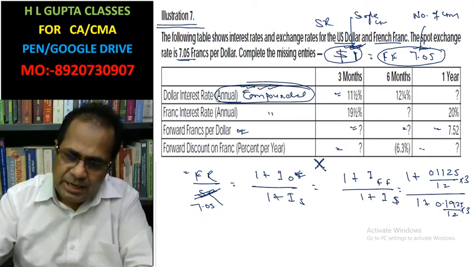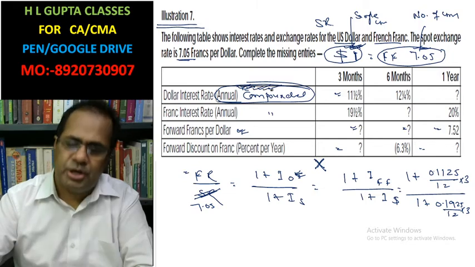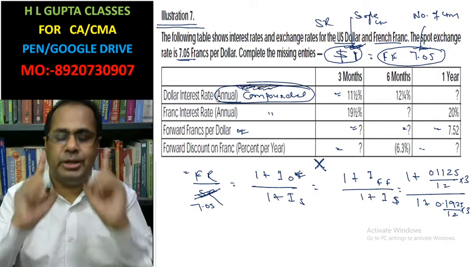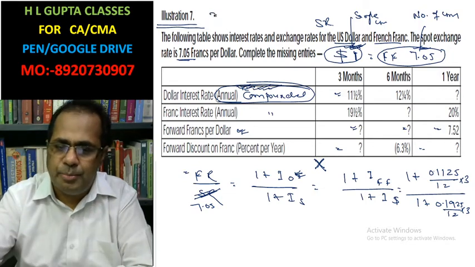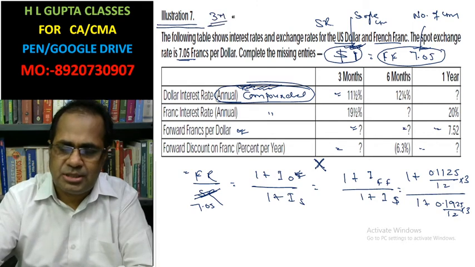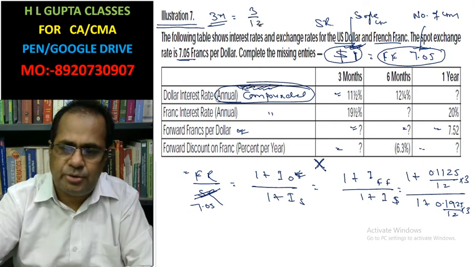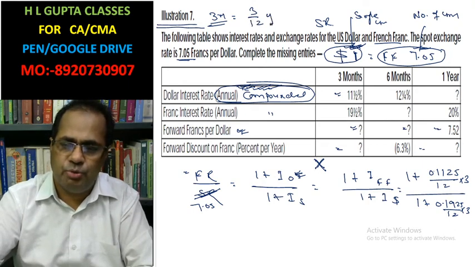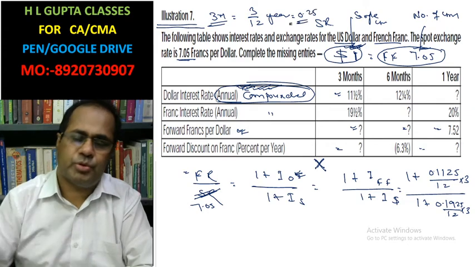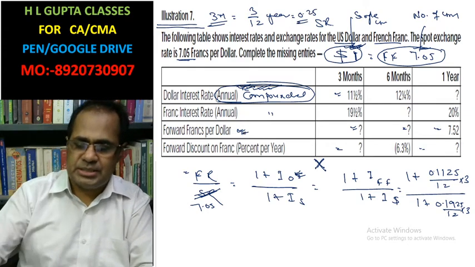In this case, interest rate and time period should be annual. Suppose 3 months. How will you change 3 months into annual? You can write 3 by 12 year, that is 0.25 year. So this is the wrong solution.